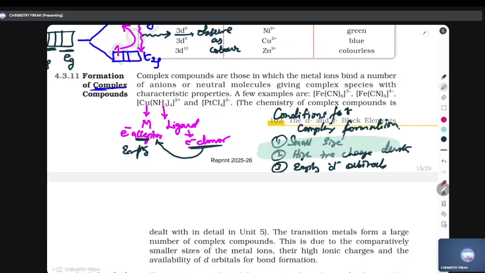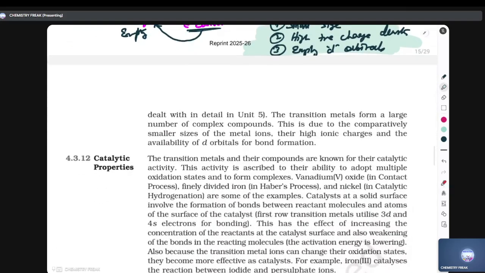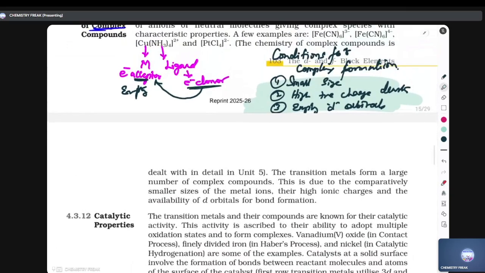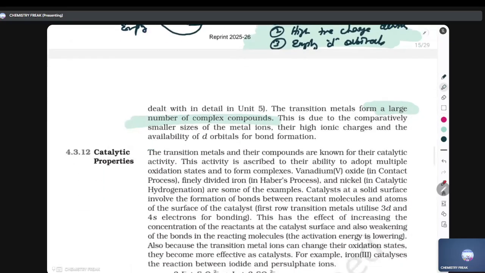All these three conditions are fully satisfied by d block elements. That is why d block elements form a very large number of complex compounds. புரிஞ்சுதா? Is it clear?